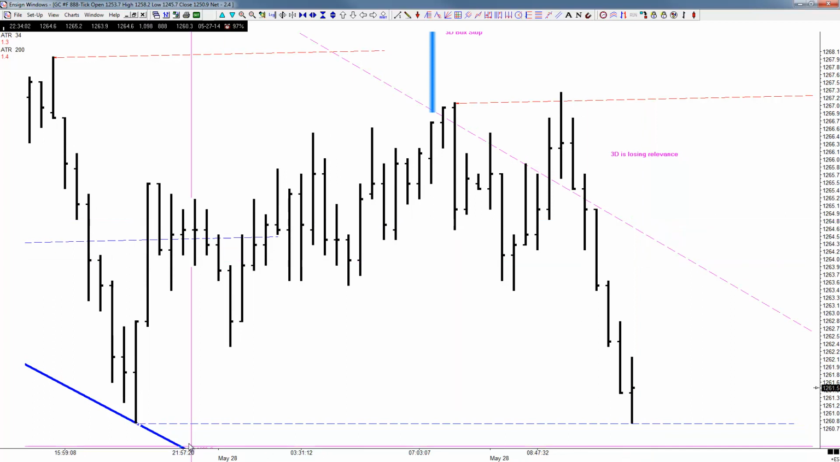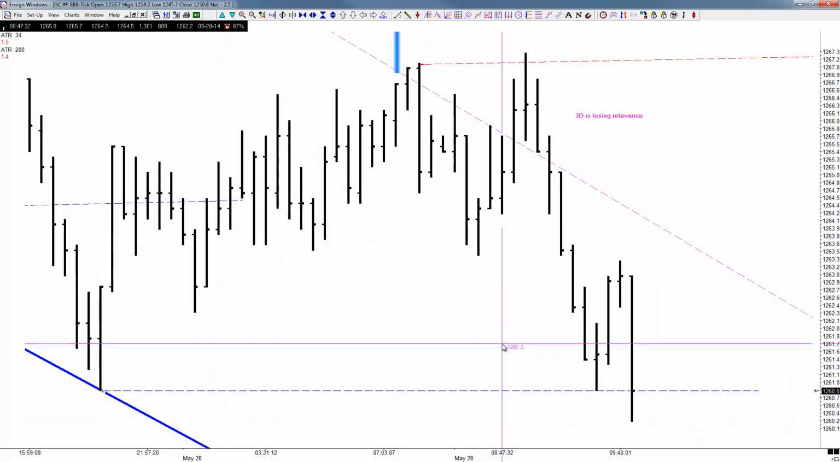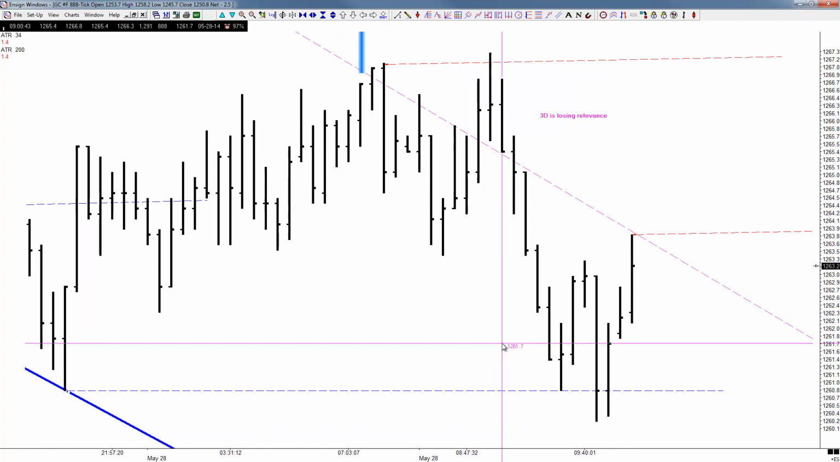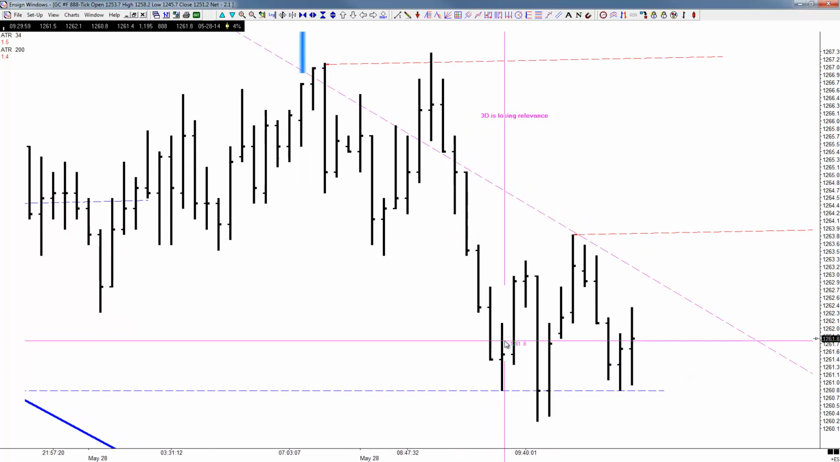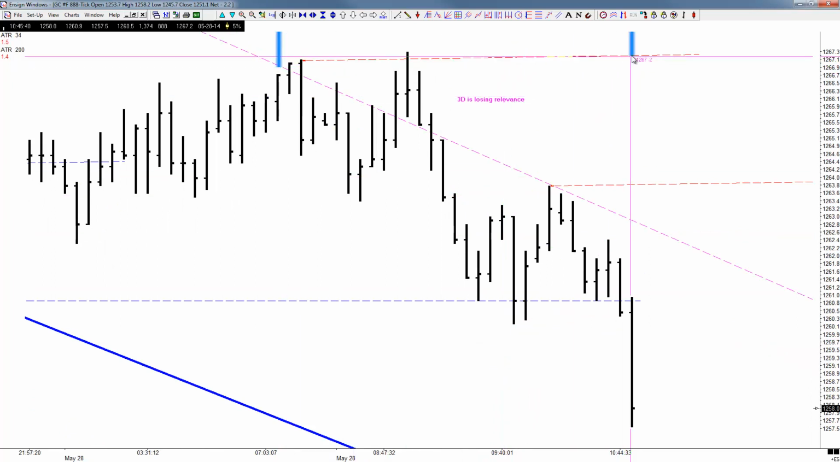Now we're at the prior low, this forced low, see it? Let's see what happens. Holds, holds, leave a high, bust through. I'm going to now use a 2D because I don't trust my 3D anymore because of this.